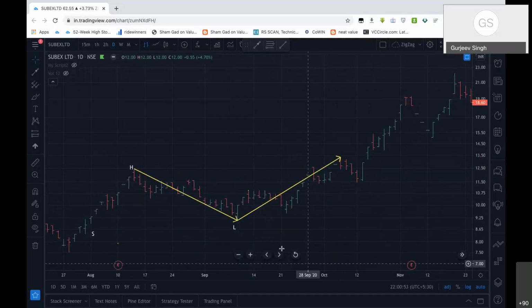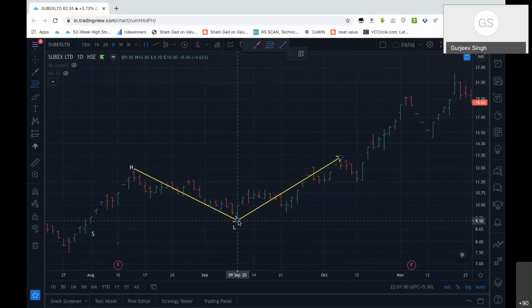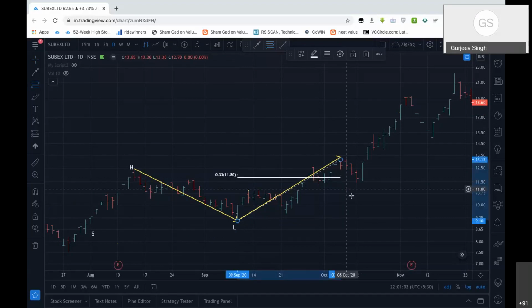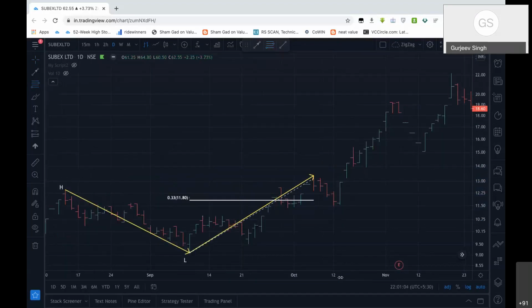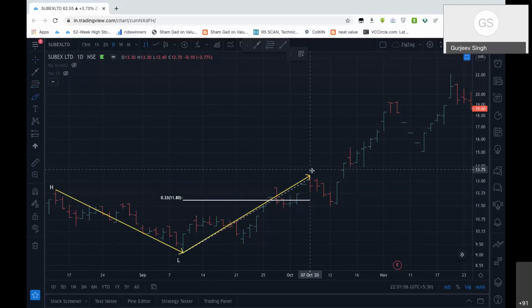Now the third rule. If this is a proper move and I take the retracement tool and do a retracement from this level to this level, the idea says that this fall should be greater than 33% and not less than 33% of the previous move. You are understanding? Please write yes. If you are not understanding, I will repeat.